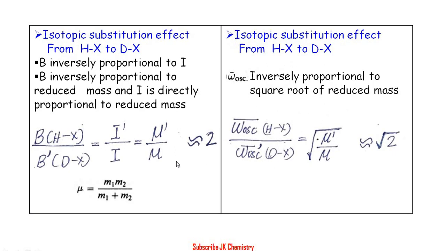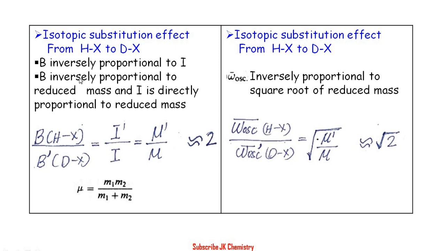Now this is a very important thing, the isotopic substitution effect. That is, if you have an H-X bond, where X can be oxygen, nitrogen, etc., and I replace this H with deuterium, what will happen? That is called the isotopic substitution effect. This is very important. You will have many questions based on this. We know that B is inversely proportional to I and B is inversely proportional to reduced mass.